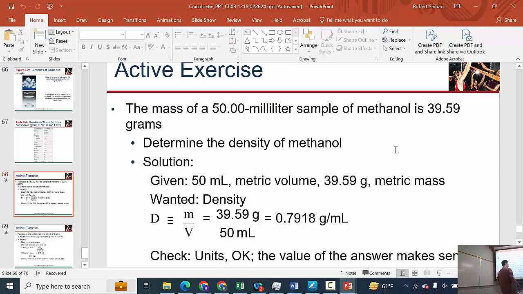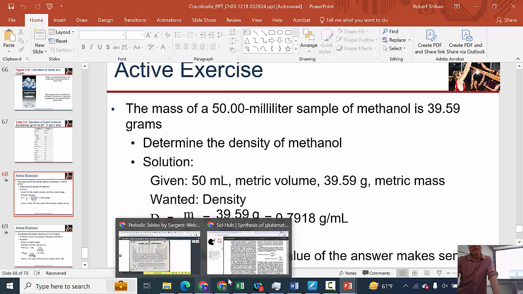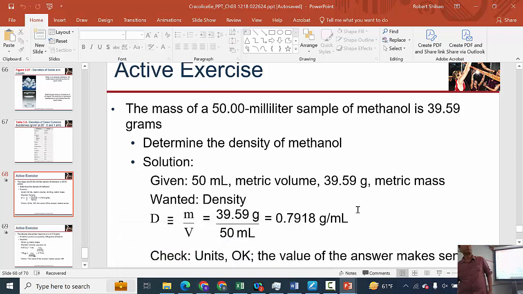But if you drink methanol, you know what can happen? Yeah, you can go blind. But that's not an urban myth. That's true. If you drink methanol, you can go blind, or you could die. Why would anybody drink methanol?